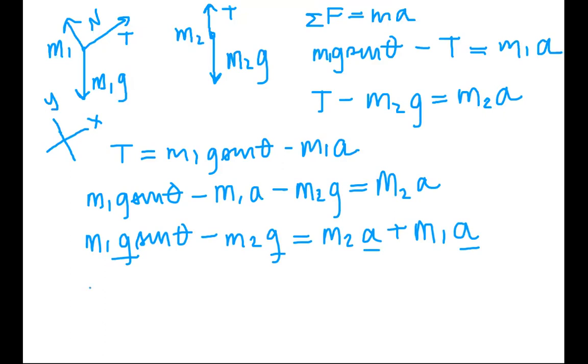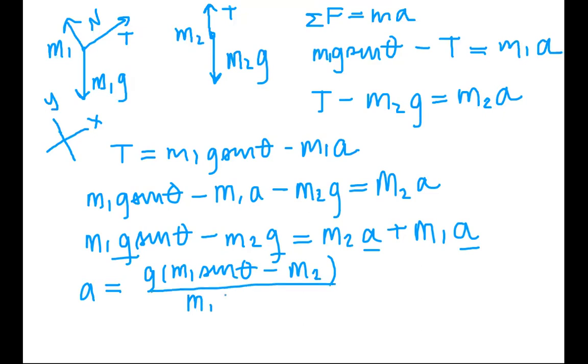So I have acceleration is equal to g times m1 sine theta minus m2 over m1 plus m2, because I can change it so that I have this side of the equation equal to m1 plus m2. So I can divide by that. So that would be my final answer. That would be how I solved for acceleration in terms of variables.